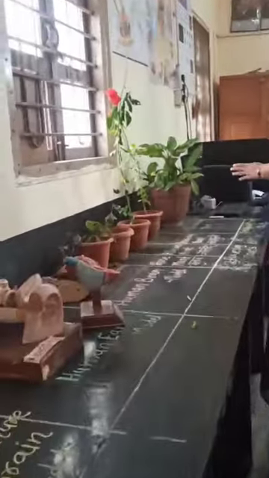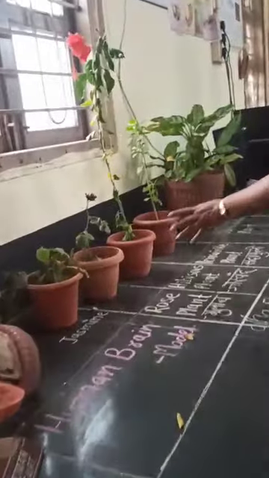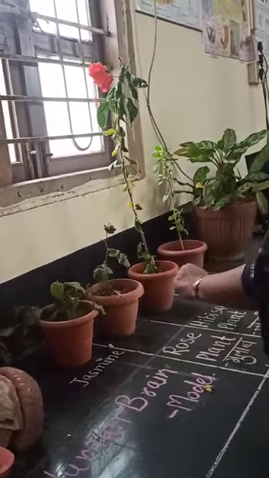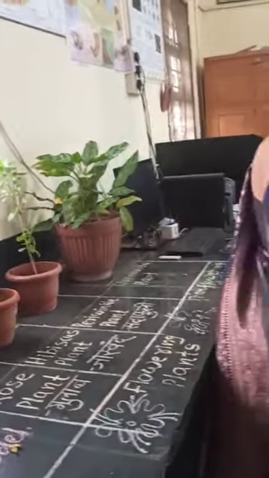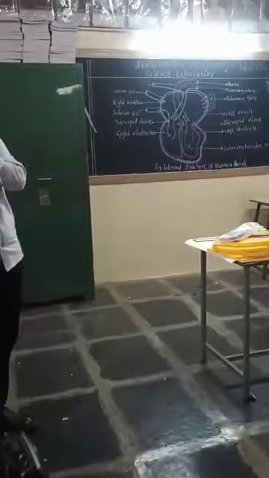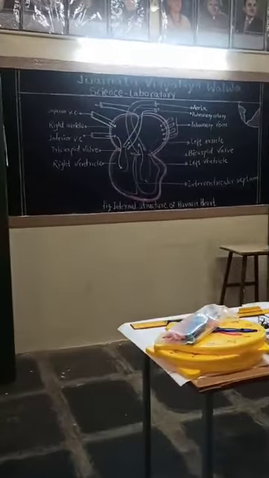Then these are some floral plants. These are flowering plants. That is jasmine, rose. Then here, the structure on this blackboard is the internal structure of the human heart.